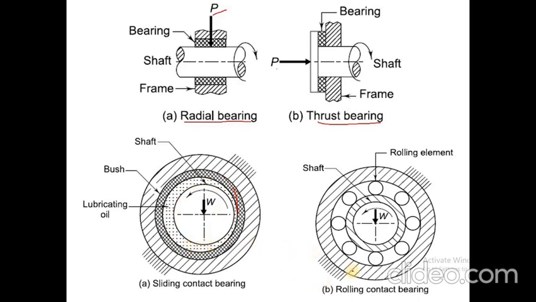Now, in case of rolling contact bearings, rolling elements are used in the form of balls or rollers. Here the sliding friction is converted into rolling friction. So you can imagine here is a sliding surface and here is a rolling surface. Here the contact between the shaft surface and this surface is just a point contact, whereas in this case there is an area contact. So a sliding bearing generates more friction, whereas a rolling contact bearing has negligible friction. So these bearings are also called anti-friction bearings.